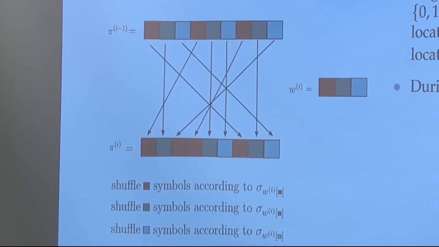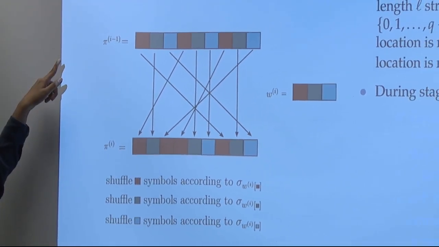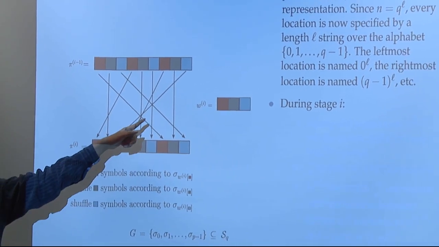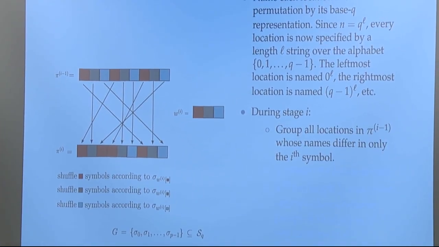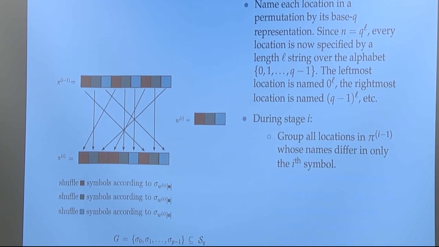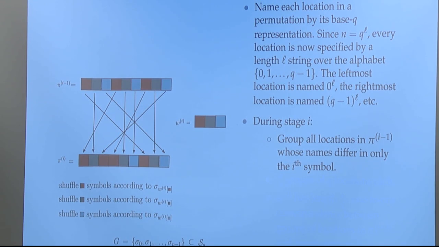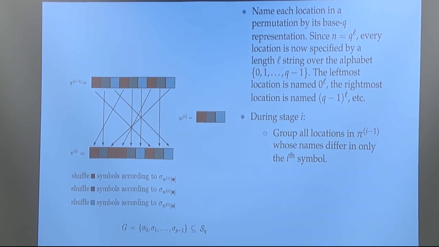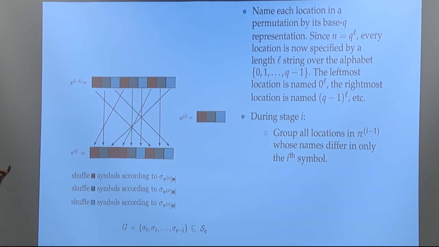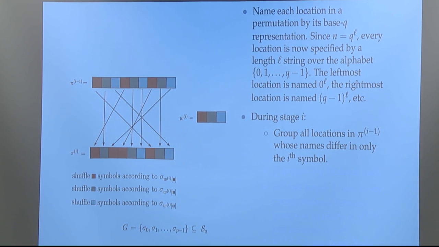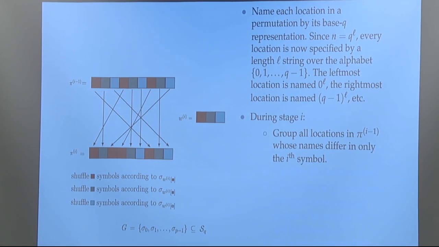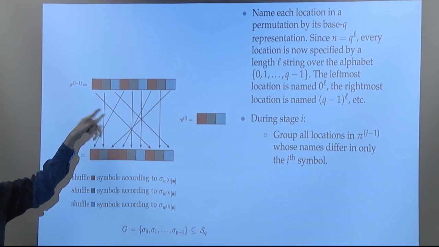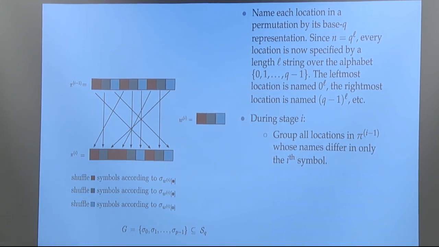So say you're in stage i. You already have pi i minus 1, and you want to make pi i, and you already have this shuffler wi. What you do is you group or color locations. How do you color locations? Every location whose names differ in only the ith symbol are going to be put into a group. If you look at this picture, all the red locations are in the same group, because their names differ in only the ith symbol. So the red locations are one group, the green locations are another group, and the blue locations are another group.